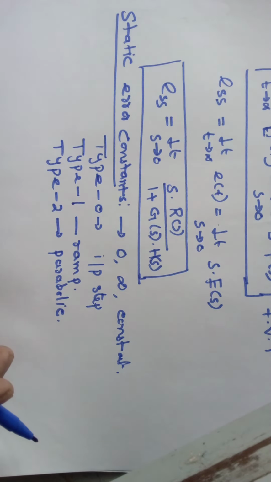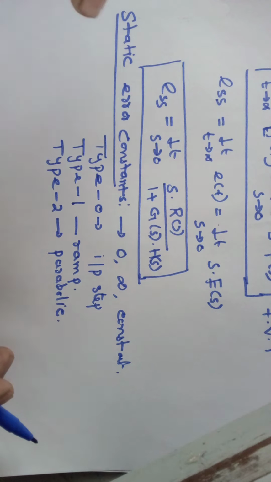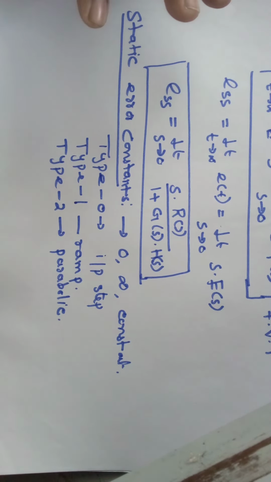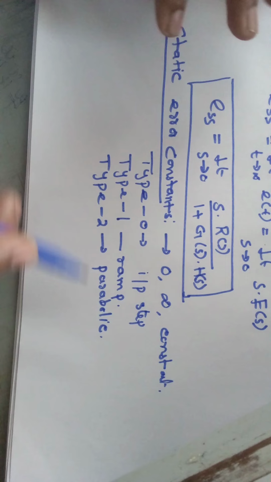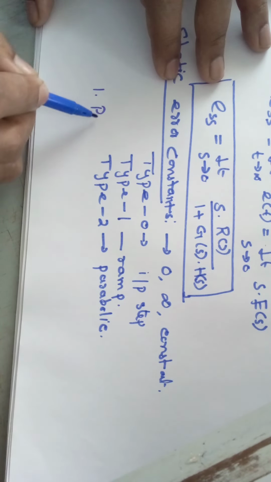So for the three cases we have dealt with, the steady state error is associated with one of the constants that we call the static error constant. So we can define the static error constants as, first one, the positional error constant.